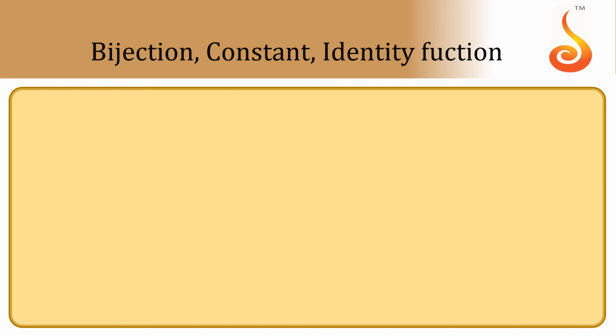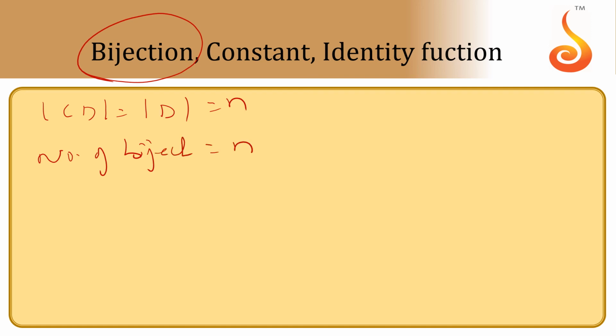Then a function which is both 1, 1 and onto. The name for 1, 1 is injection, the name for onto is surjection. So if it is both injection and surjection, it is called bijection. So the condition is that the cardinality of codomain and cardinality of domain must be equal. That's why the number of bijections will be n factorial.